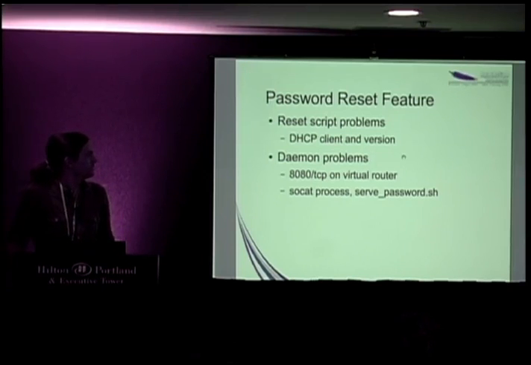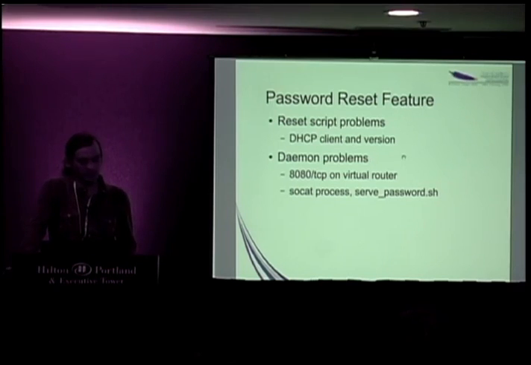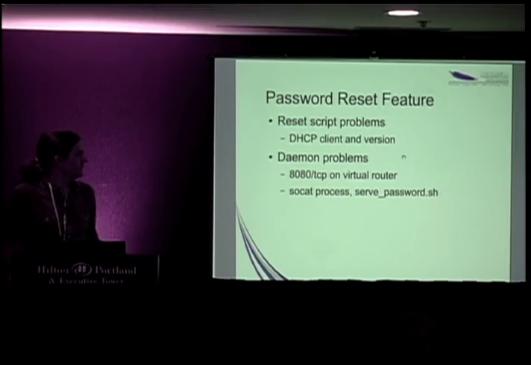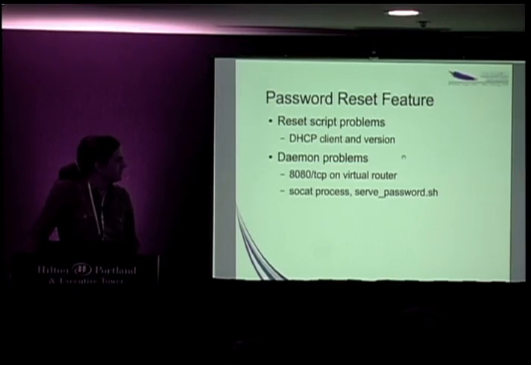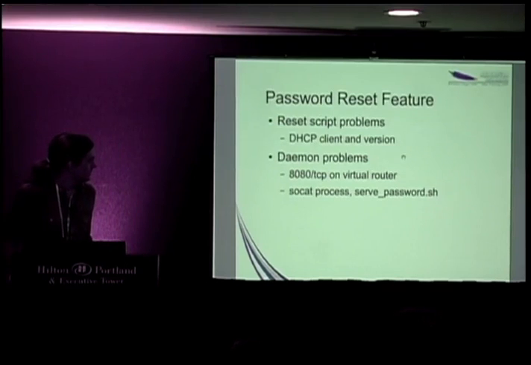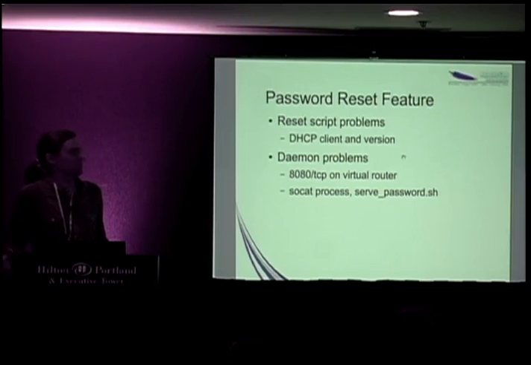The other problem with the password reset is the actual daemon's broken. It's running on the virtual router, so you can log on to the virtual router and take a look. I think the process is socat. Look for socat on 8080 and make sure it's running. If it's not running, you can destroy the virtual router and recreate it, and that usually fixes it. Or just stopping and starting it usually fixes it.